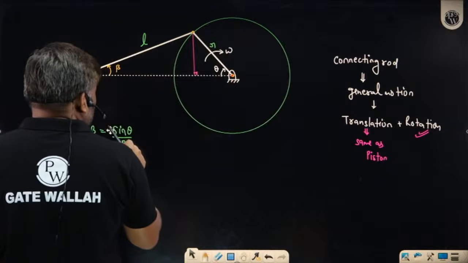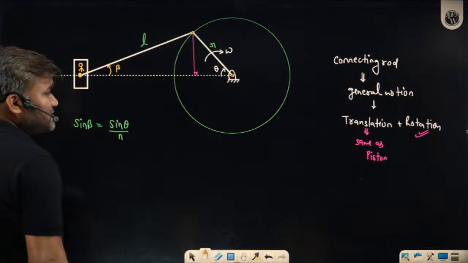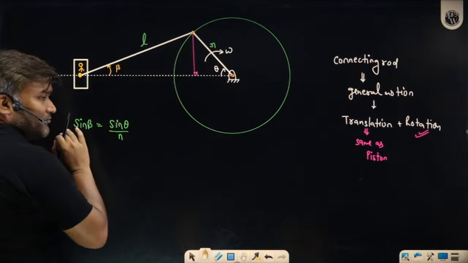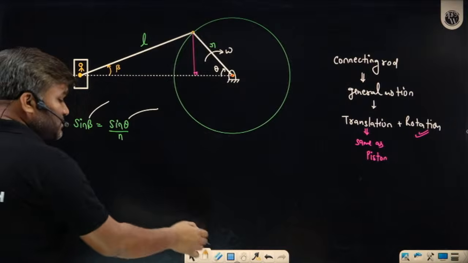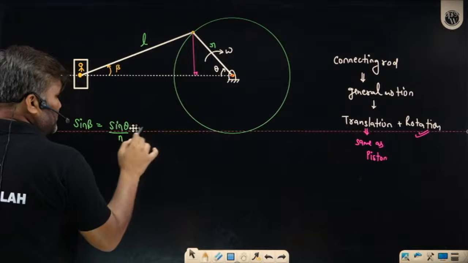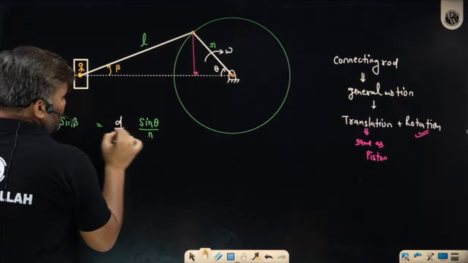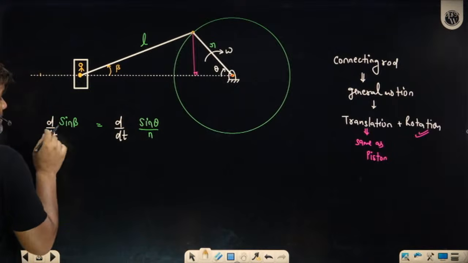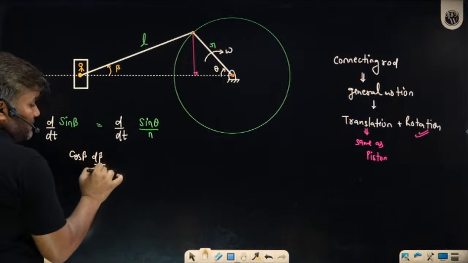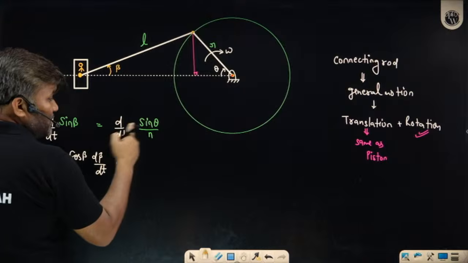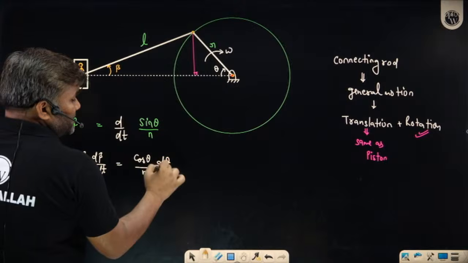Sin beta is equal to sin theta by n. Already I have this function. We have just derived this. Differentiate both sides with respect to time. Beta is a function of time, theta is also a function of time. Differentiate both sides, this side also and this side also. d by dt of sin beta becomes cos beta d beta by dt, equal to sin theta becomes cos theta d theta by dt.